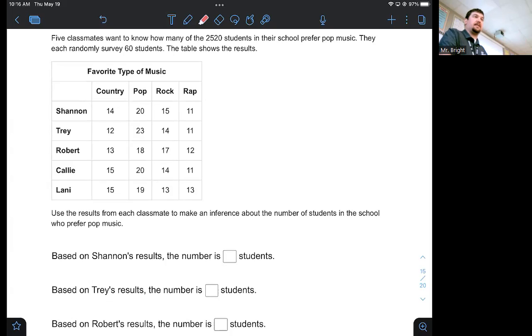Shannon had 20 out of 60 students say pop. Trey had 23 out of 60 students say pop. Robert had 18 out of 60. Callie had 20 out of 60. And Lenny had 19 out of 60. So essentially what they want us to do is the same thing we did last time. 20 out of 60 is how many out of 2,520, except they want us to do that 5 times. And that's a bit redundant considering we just did that in the last problem. So I'm just going to go ahead and give you guys the answers to this.